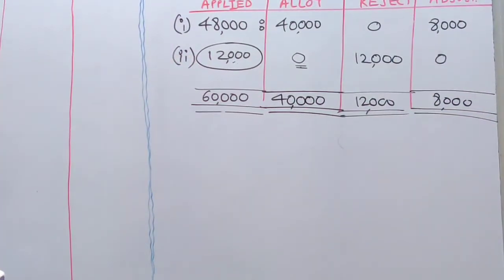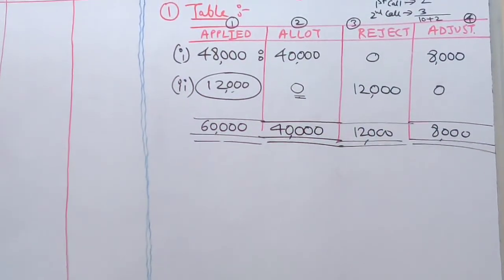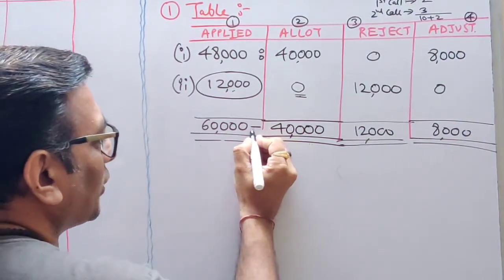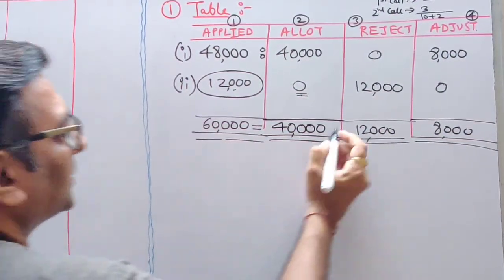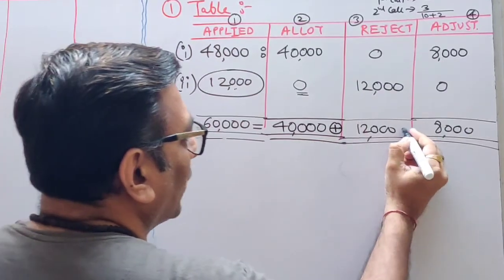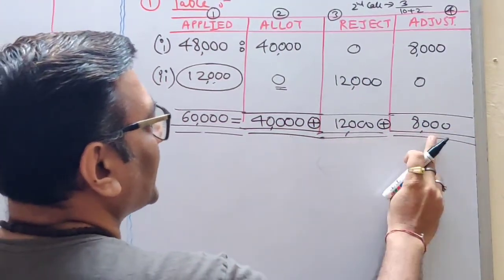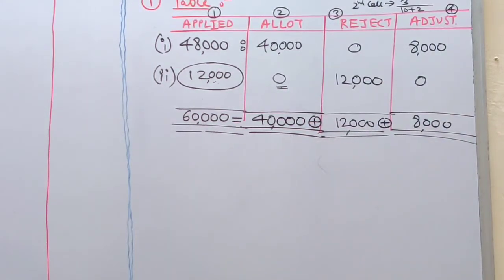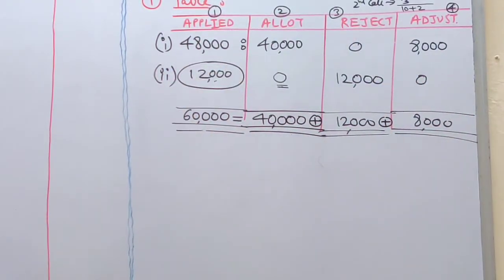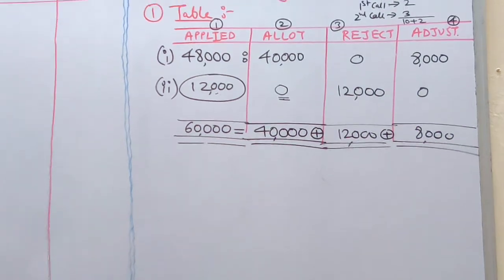Now I gave you a trick. You can check whether your understanding is correct or not. Your first column must be equal to the addition of all the columns. Just check. 40 plus 12 plus 8, that makes up 60,000. So your table is correct. So this is the benefit of the table.